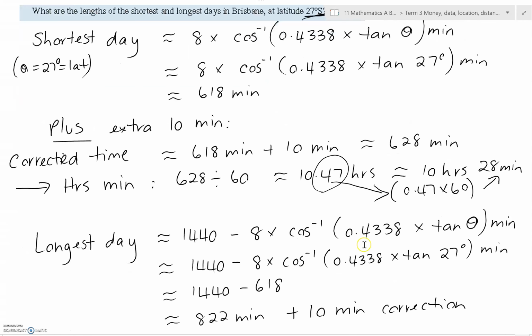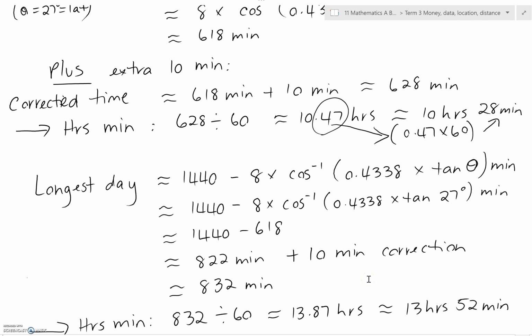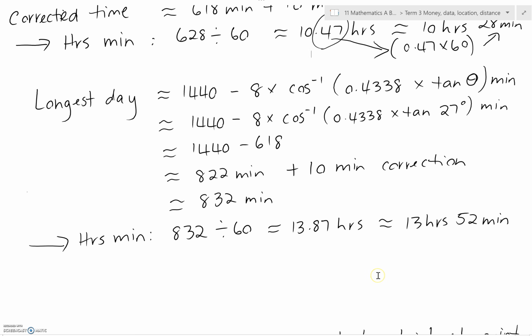Now the longest day, we've already worked out all of that, so we don't have to work it out again. We can just use the formula. Now the second part of that formula was exactly the same as the first one. We're just taking the answer away from 1440. So if we take that 618 away from that, that's going to tell us there's 822 minutes. Add the 10-minute correction as before, convert it to hours and minutes. Exactly the same as before. So once you know the two formulas, using them is actually quite simple. So if you have any problems with that, please let me know.